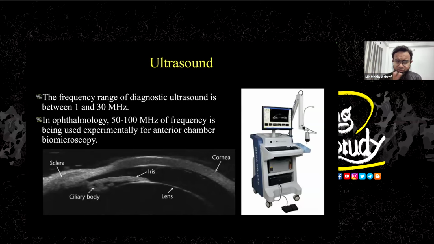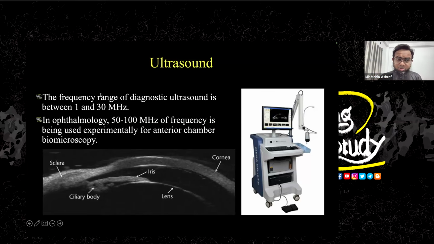Make sure this terminology or this range is not static. It's changing every day. Like now, we are using 50 to 100 megahertz to see the eyes, actually, to see the anterior chamber during biomicroscopy. So if you're an ophthalmologist, you know better than me about this topic. So with the change of days, we are seeing that the change of frequencies is happening.